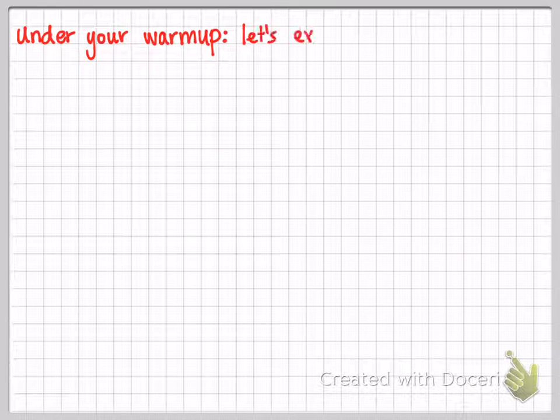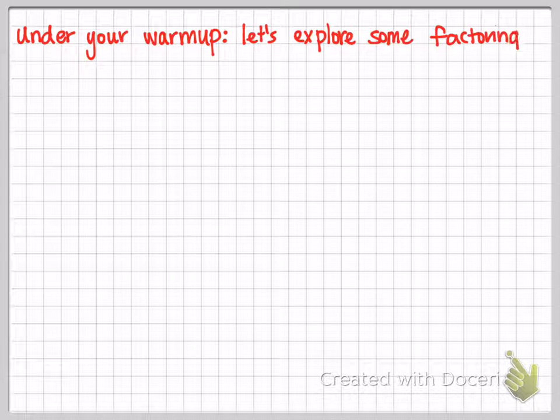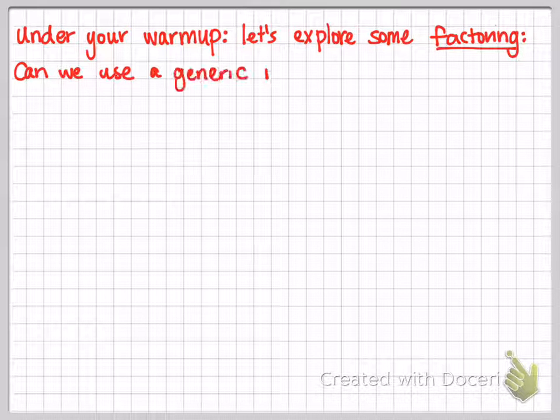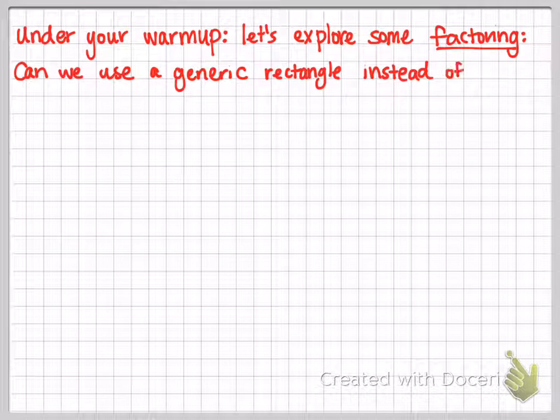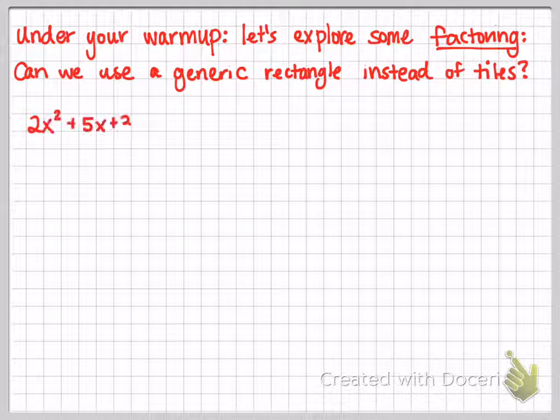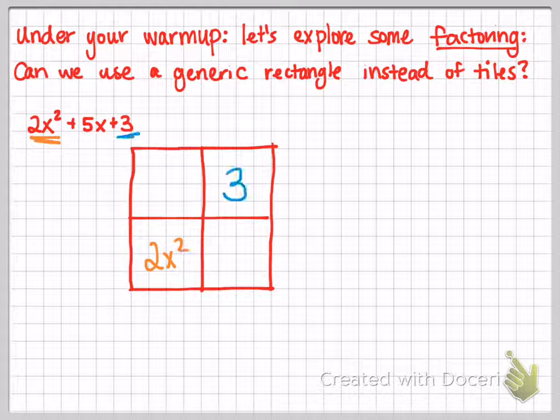So right underneath that, we're going to do some exploring on factoring, and we're going to start to put some things together to see if we can do factoring with a generic rectangle instead of using tiles. So we're going to do this example. Go ahead and write that down. 2x squared plus 5x plus 3. And we're going to just build our generic rectangle.